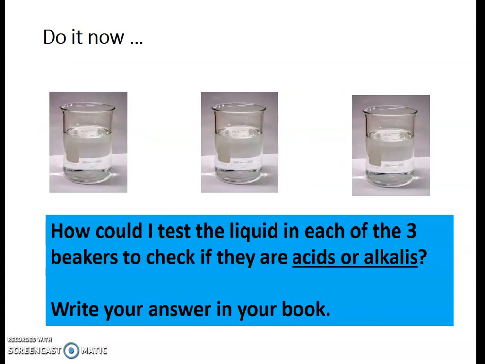So the first one that I'd just like you to have a go at: if you've got those 3 different beakers in front of you, how could you test them to check if they are acids or alkalis? So don't worry if you're not using a book and you're using paper. Just write it down and see what you think or what you would do to check if they were acids or alkalis.